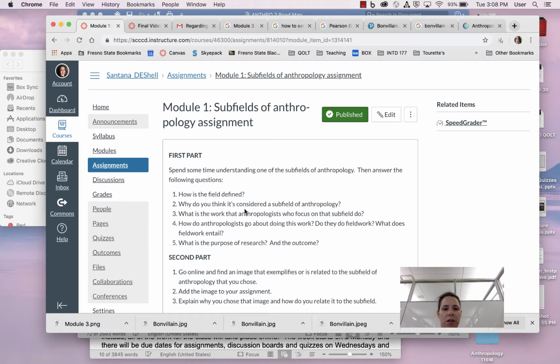What is the work that anthropologists who focus on that subfield do? How do they go about doing this work? Do they do field work? What does field work entail? And what is the purpose of research and the outcome?